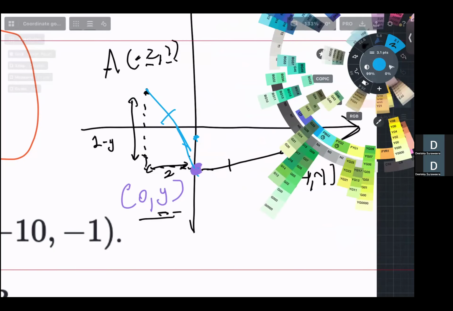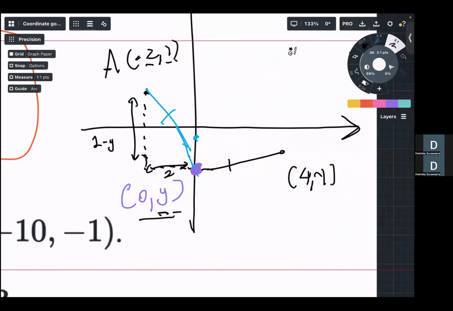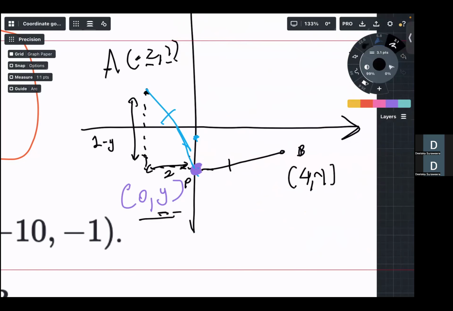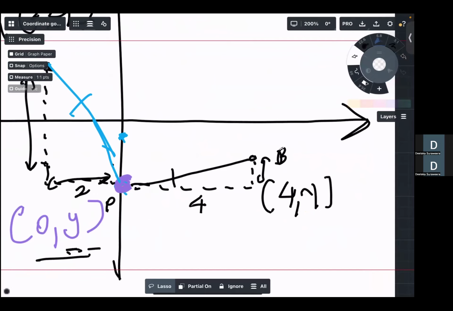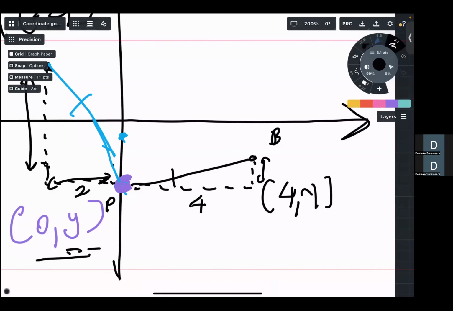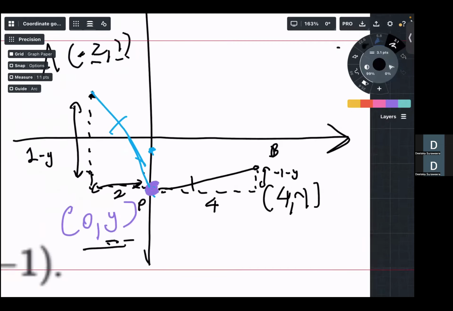So what would this distance be between P and B, the horizontal and vertical components? Minus 1 minus y. Oh, yeah. Wait, wouldn't y just be a negative? Yes, y is negative. You could also do 1 plus y or minus 1 minus y, both, because when you square it, it will cancel out the negatives.